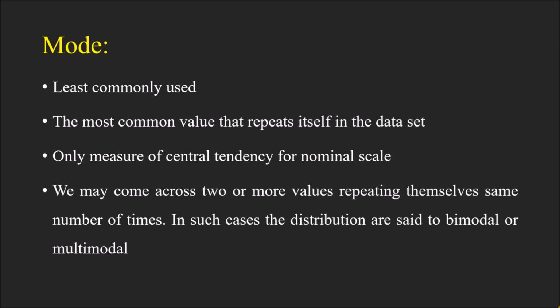Now, if a dataset follows nominal scale, then mode is the only option to measure the central tendency. Sometimes there may be two or more values in the dataset that repeat themselves the most number of times compared to the other values. In that case, it is called either a bimodal or a multimodal distribution, depending on whether two values or more than two values are repeating themselves most number of times.